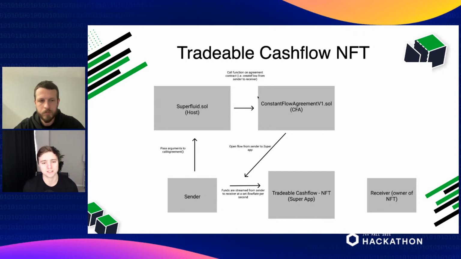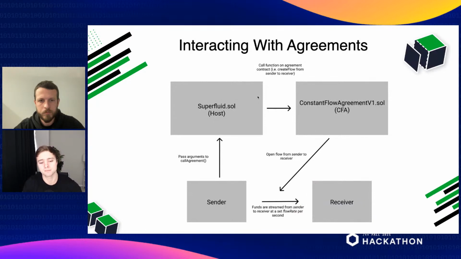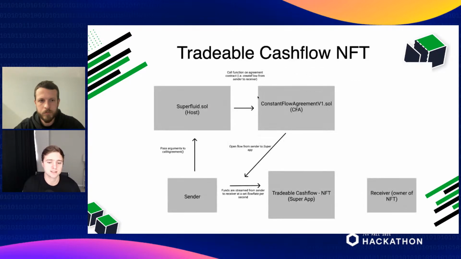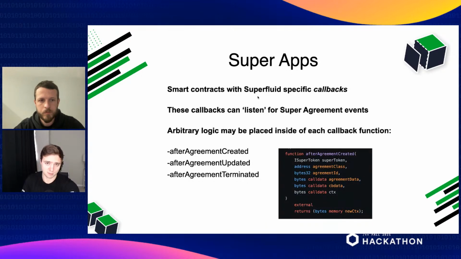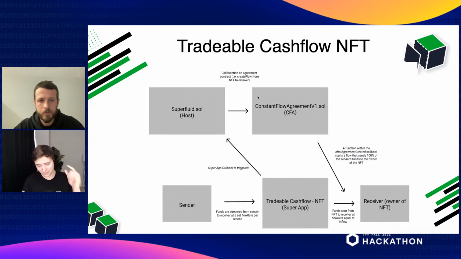Essentially, how this works is it follows the same workflow we saw a couple of slides ago, where we open up a stream from the sender to the receiver, except in this case the initial receiver is not an external account. It's actually the super app contract. So we send a flow of funds from us, the sender, to the super app. Then the super app callback is triggered, so the afterAgreementCreated callback runs. You can see this callback in the bottom right-hand portion of the screen. It has logic inside that sends 100% of the funds coming into the contract to the owner of the NFT.